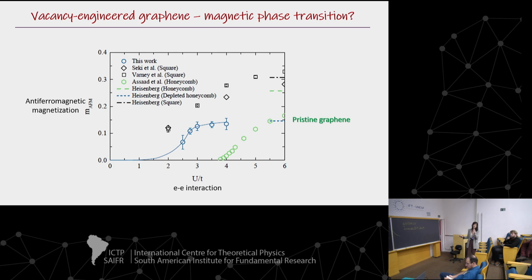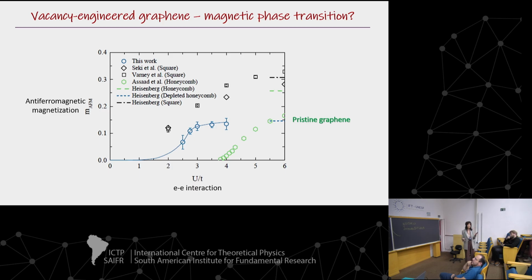We know that pristine graphene, when you introduce electron-electron interactions, becomes a magnetic insulator for sufficiently large electron-electron interaction. And this is the result that's well known from the literature. It's around 3.8, the critical value of U, which is the strength of electron-electron interactions, for the critical strengths for electron interactions in pristine graphene.